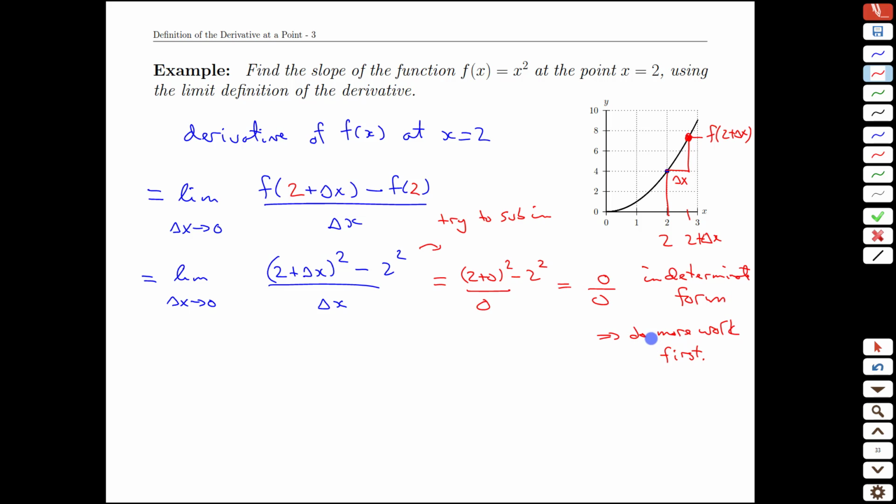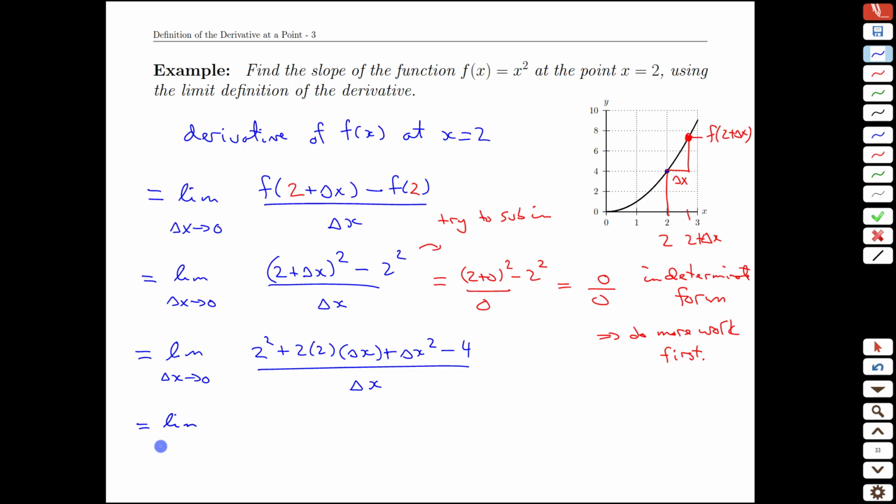And by more work first, we mean simplify and see if we can rewrite this formula in a way that this limit doesn't turn out to be indeterminate. So let's go and do that work. Take the limit as delta x approaches 0. What we can do here is expand this expression. It's a square, so we'll have 2 squared plus 2 times 2 delta x. Remember, squaring a polynomial like this, we get 2 times the product of the two other terms, and we'll have delta x squared as well. And that doesn't change the denominator at all.